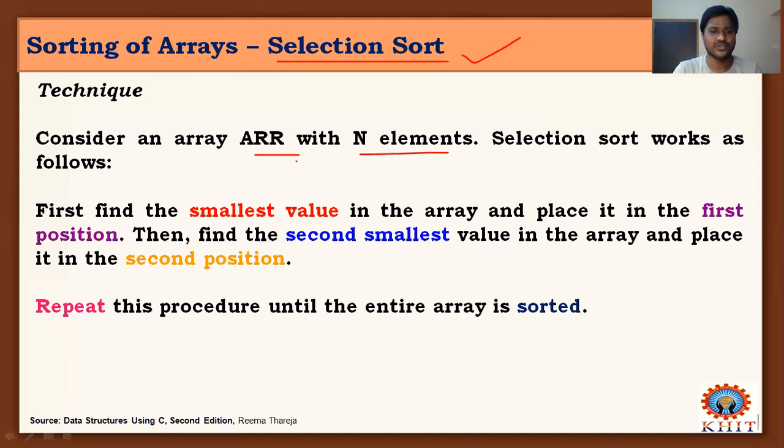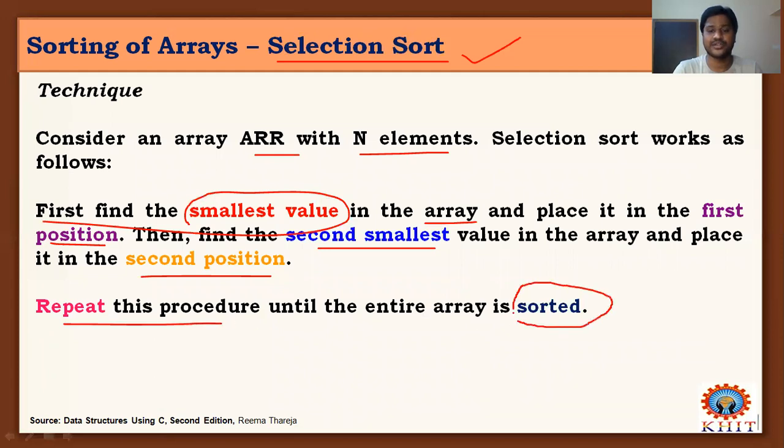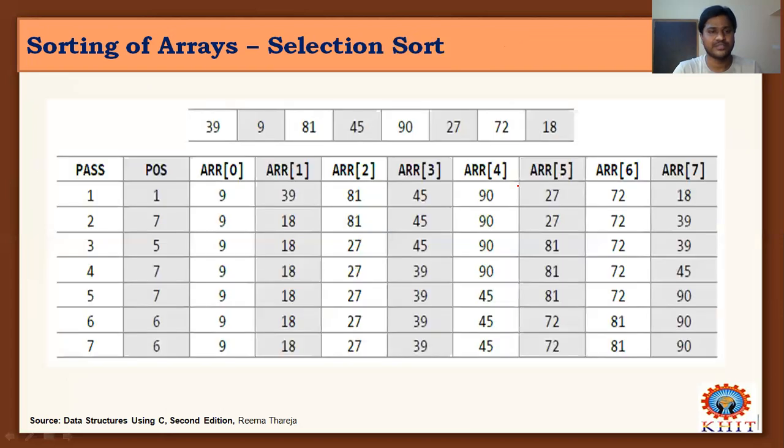Selection sort works based on this technique: first find the smallest value among all the elements in the array and place it in the first position. This is the first step. Then find the second smallest value in the array and place it in the second position. Repeat this process until the entire array is sorted. This process is called a selection based sorting algorithm. Let's go to an example of this.